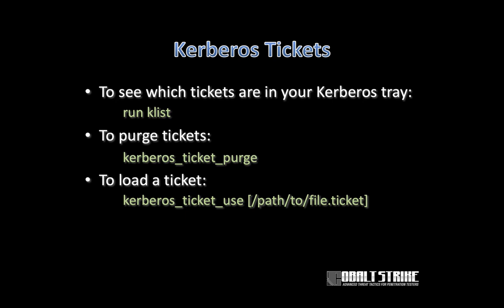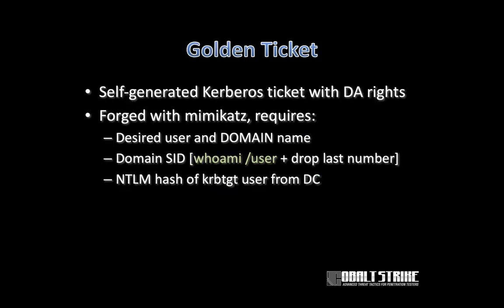To purge tickets, use the beacon command kerberos_ticket_purge. This will empty your Kerberos tray. And if you happen to have a ticket file lying around and you want to inject it into your Kerberos tray, use kerberos_ticket_use and the path to the ticket file on your Cobalt Strike client system.